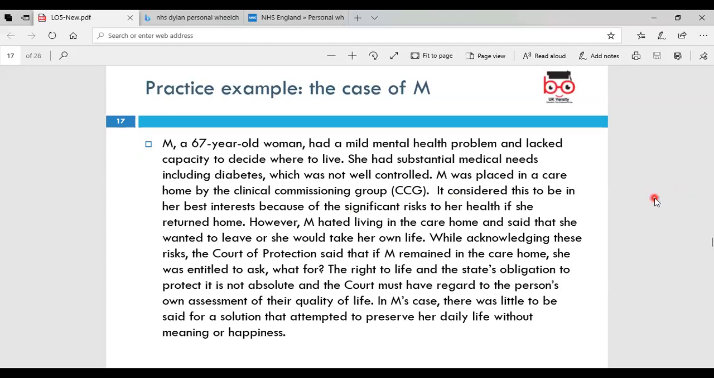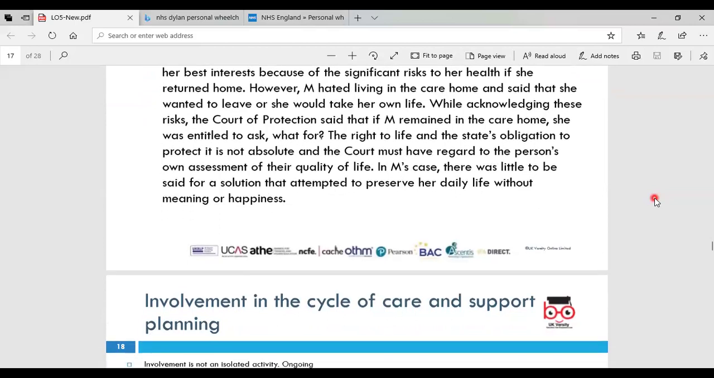While acknowledging these risks, the Court of Protection said that if M remained in the care home, she was entitled to ask, what for? The right to life and the state's obligation to protect it is not absolute, and the court must have regard to the person's own assessment of their quality of life. So in M's case, there was little to be said for a solution that attempted to preserve her life without meaning or happiness. So that's really sad.